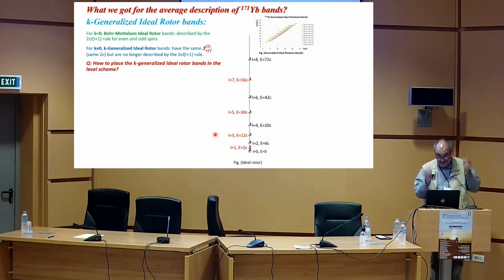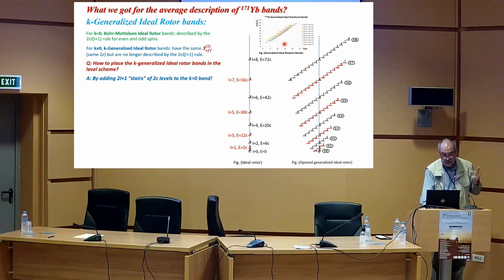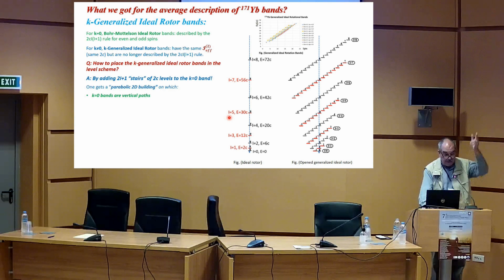Usually people just build a level scheme band by band. We are not doing it like that. I am simply taking this property and transposing it into the level structure. That's going to generate a geometrical structure on which the bands are going to be superimposed as decay paths. So the answer to the question is by adding 2i+1 stairs in steps of 2c to the Bohr-Mottelson rotor band. With that, we get this parabolic 2D building in which the K=0 bands are vertical paths and K non-zero bands are just tilted paths on this structure.